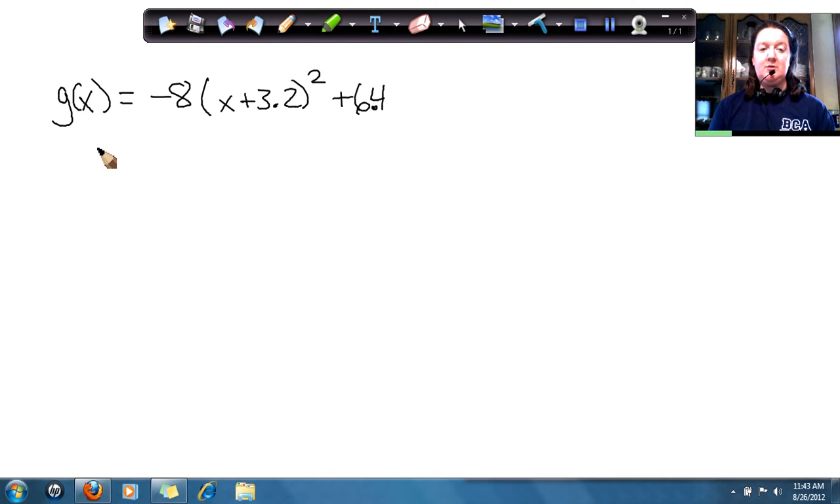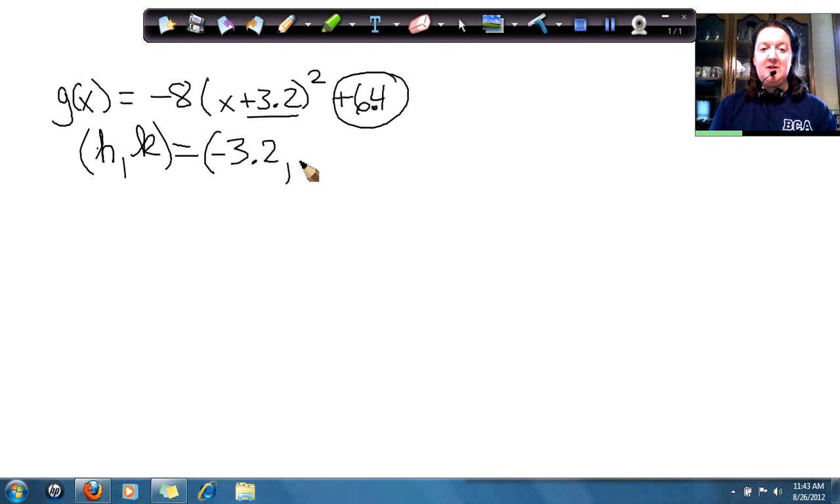So first, what we're going to do is figure out our vertex. We know that is (h, k). From our general form, we know that our h part comes from here and is always the opposite of what's there, negative 3.2. Then our k value is that part, and it stays as it is. So we know at least the middle portion of our graph.